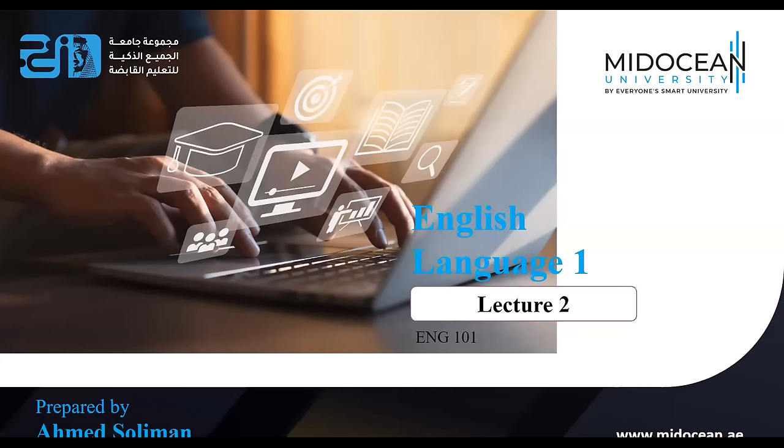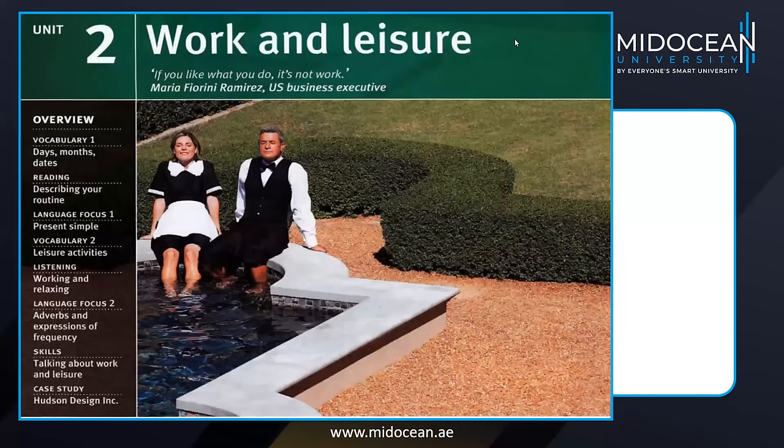So this is lecture 2 in English Language 1, ENG 101. In this lecture, we're gonna tackle Unit 2, Work and Leisure. In this unit, we're gonna discuss the following items. So something related to vocabulary. We're gonna tackle days, months, and dates.